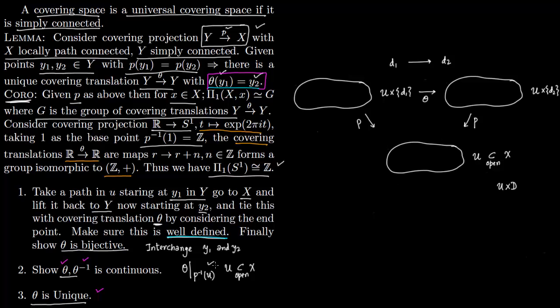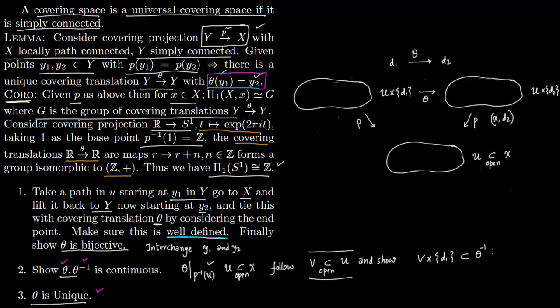So this is what we have to show, and this will follow if you take some V which is open in U, and you show that this V times d1 is contained within theta inverse of V times d2. And this is kind of obvious, since V is an open set of U and V is also path connected. So what you do is you take the open set of U, so you take set V right here.